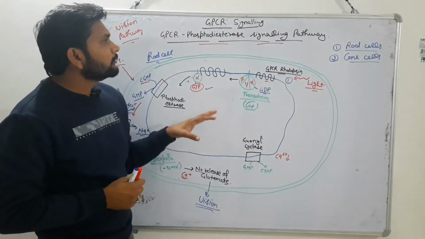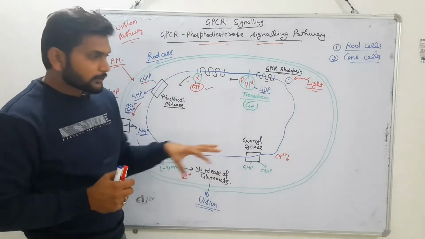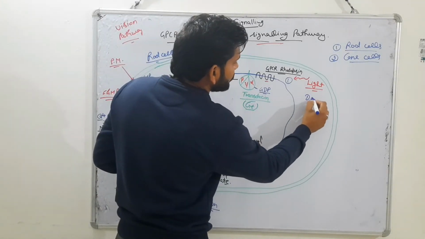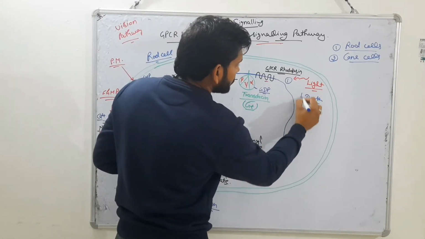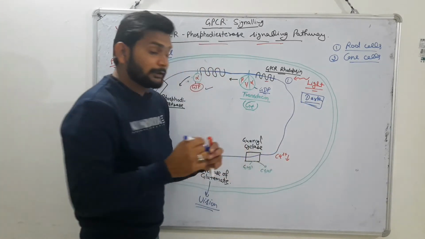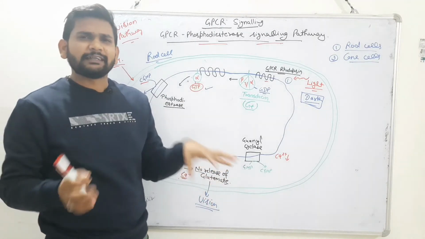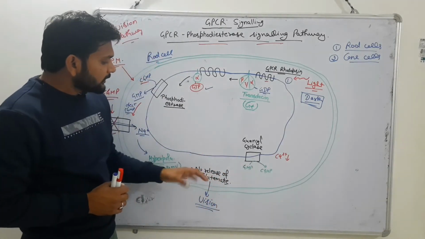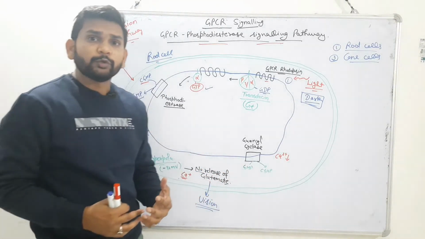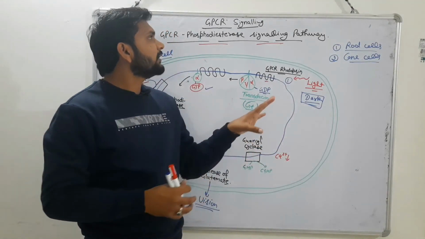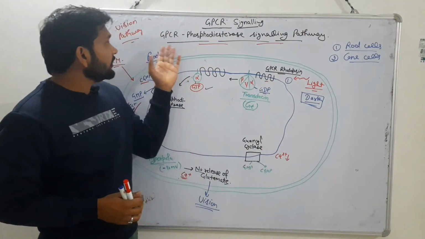So this is the overall process in the presence of light and the presence of dark. Why are we not able to see in the dark? This is the main reason: because there is release of glutamate. Release of glutamate means no vision. So this is the overall process of the vision pathway.